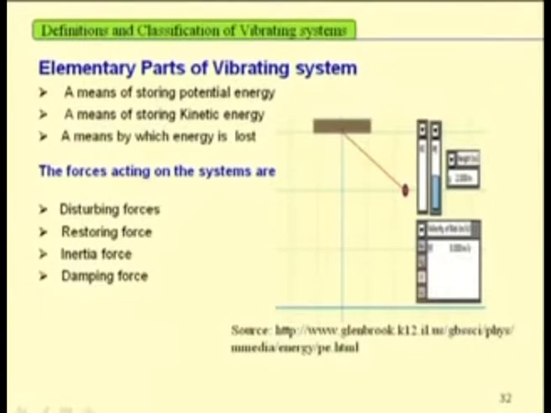So, for a vibrating system, a means of storing potential energy, a means of storing kinetic energy and a means of dissipating energy is required. As the total energy of the system is constant, at this end all the energy is potential energy, then this energy will convert to kinetic energy as it moves from one position to another position. Taking this potential energy and kinetic energy of the system, one can derive the equation of motion.